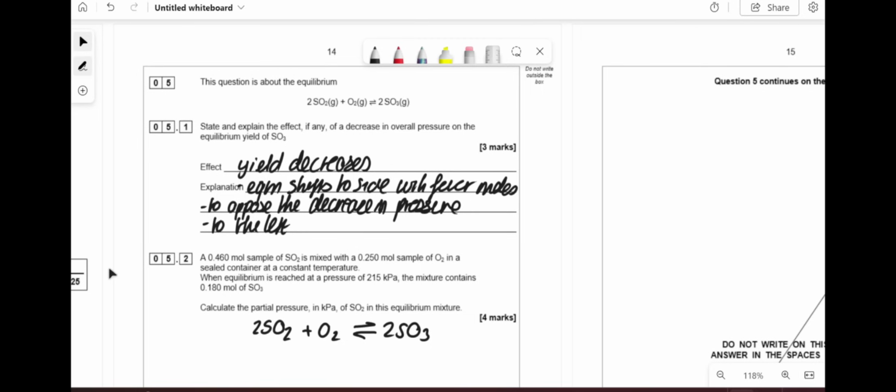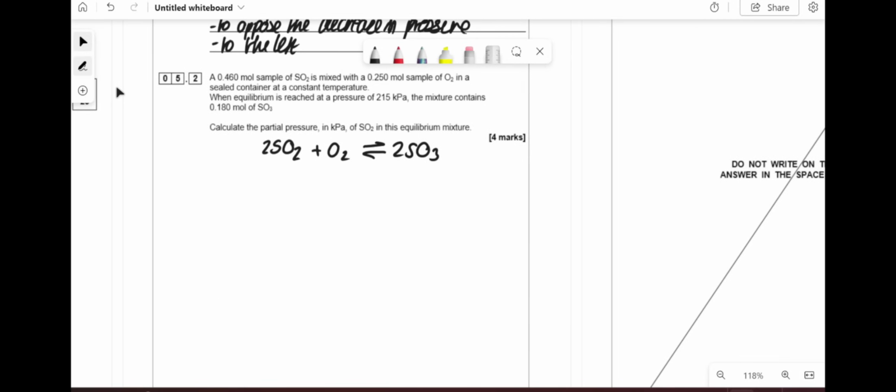And then I write out all the equilibrium moles at the start and the end. You should do this with every single equilibrium you do, and you'll never ever get one wrong again. I can assure you, as long as you calculate everything correctly. So initial moles, let's write that out. So the initial moles of SO2 is 0.460, and it's been mixed with 0.250 moles of O2.